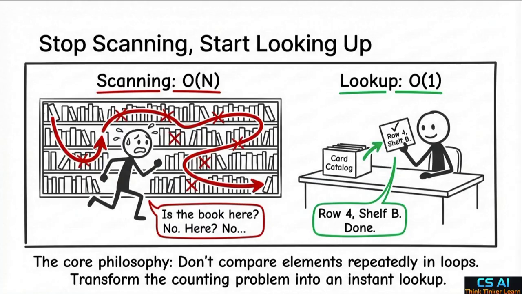When we use a hash map, we transition to a card catalog system. Instead of running through the shelves, you go straight to the index. It tells you exactly where the data lives. Row 4, shelf B, done. This moves us from O(n) time, which grows with the size of your data, to O(1) time, which is nearly instantaneous. In an interview, the moment you find yourself comparing elements repeatedly in nested loops, you should be thinking, can I transform this search into a lookup? That thought process is exactly what separates junior developers from senior engineers.